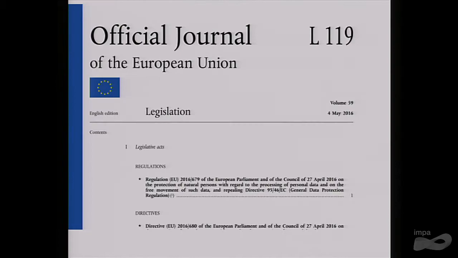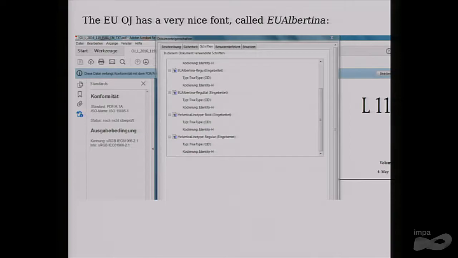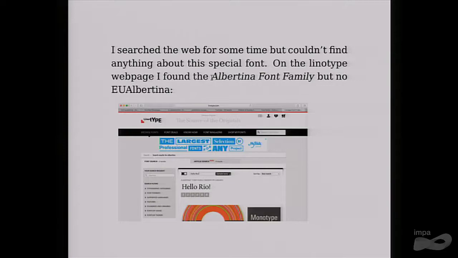So this is a screenshot of the Official Journal. It looks like this. First I was interested in the font because I liked it quite a lot. As you can see, or not see, because it's not clear enough, the font is called Albertina. I looked around on the internet to see if I can get it somewhere, or something similar, and the EU Albertina I could not find anywhere.